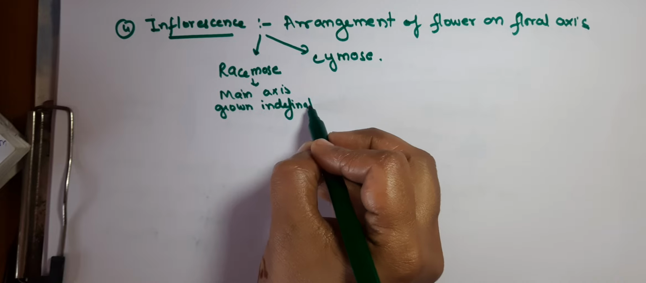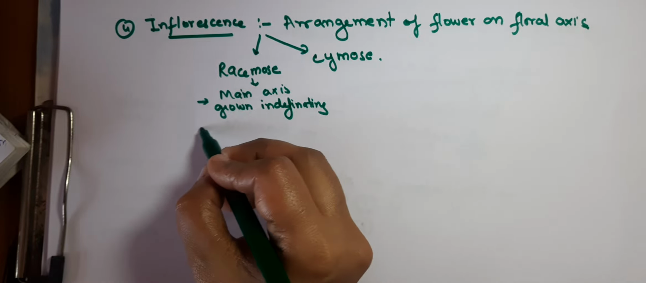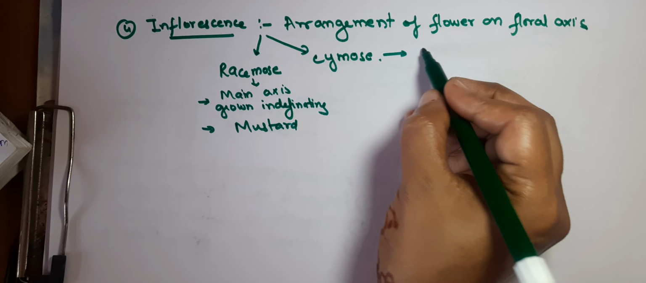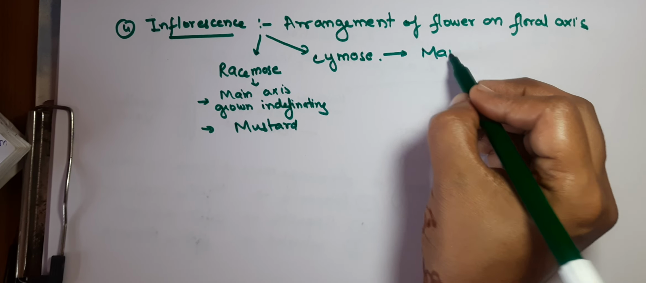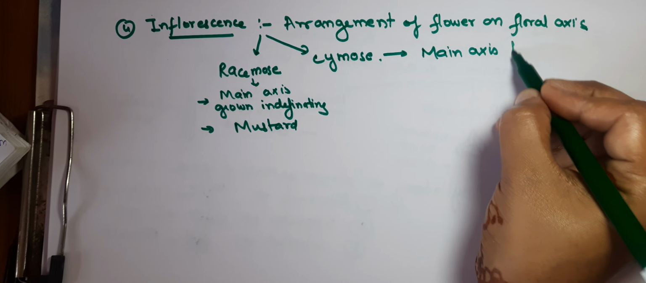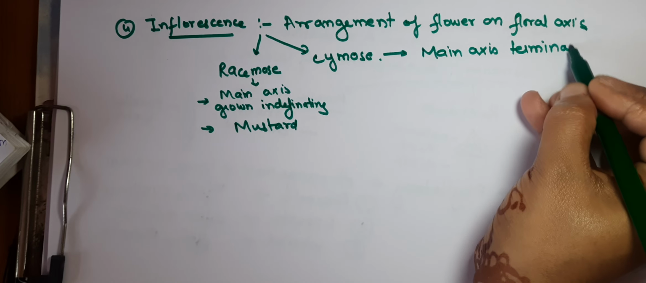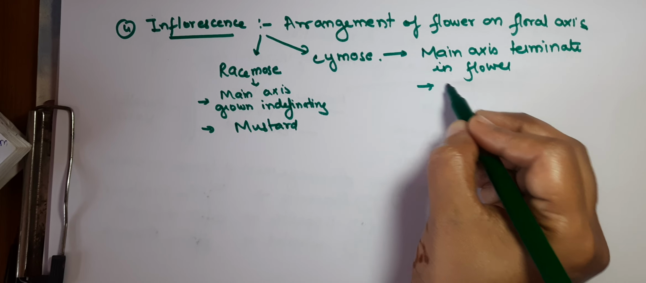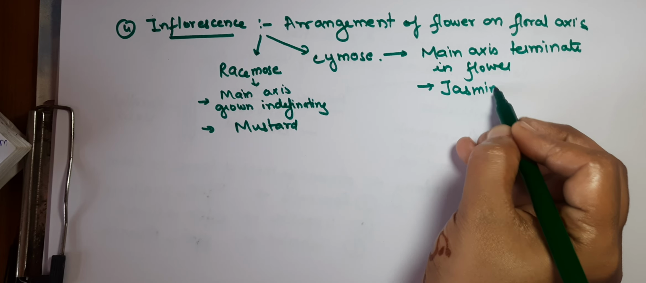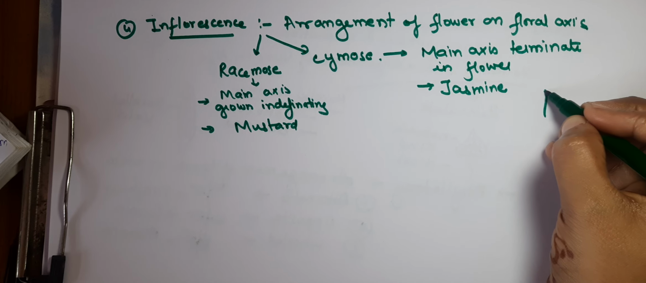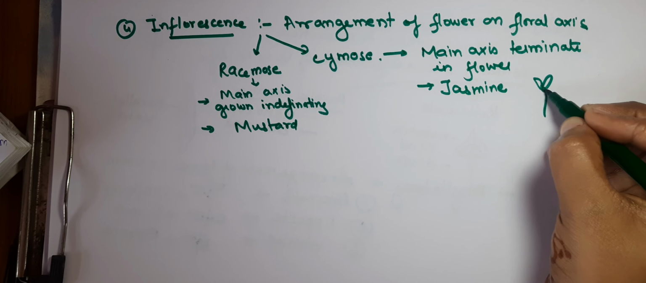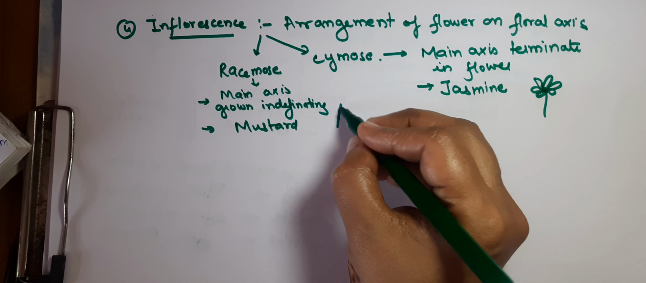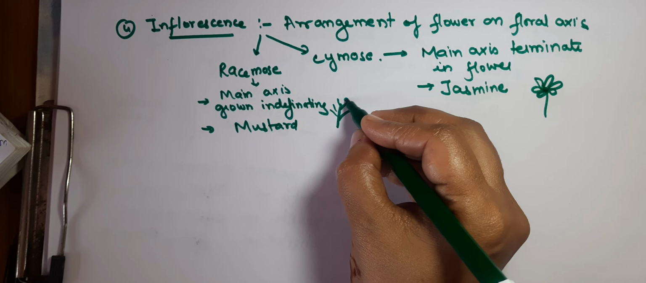And this kind of inflorescence is observed in the mustard. Whereas in the case of the cymose, the main axis terminates into a flower. For example, in the case of the jasmine. So if this is the axis, then the jasmine, the cymose one, will have a flower at the terminal, whereas in the racemose type, it will continue to grow.